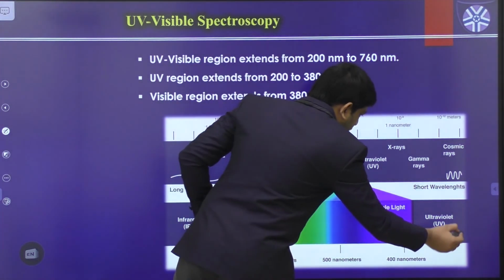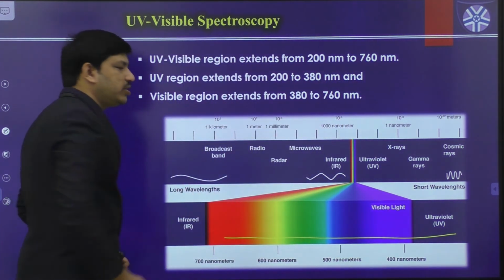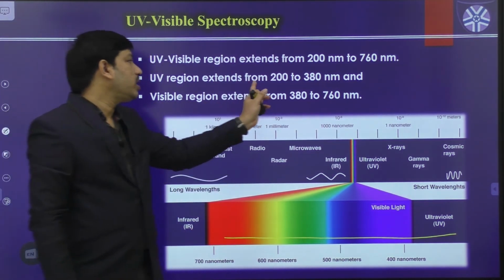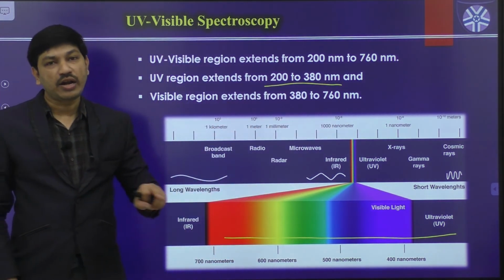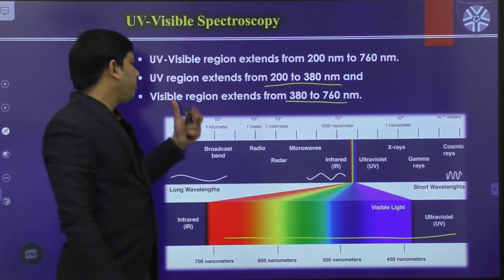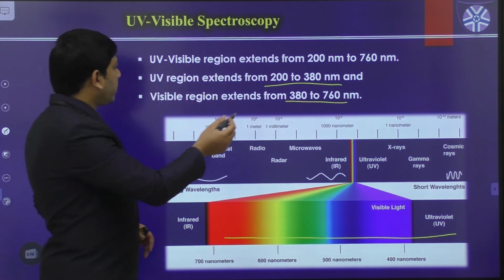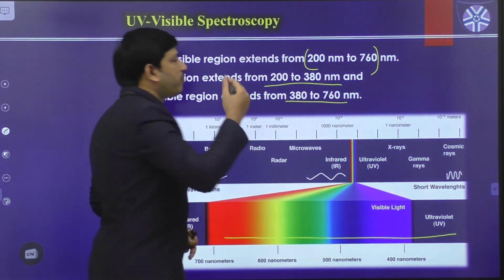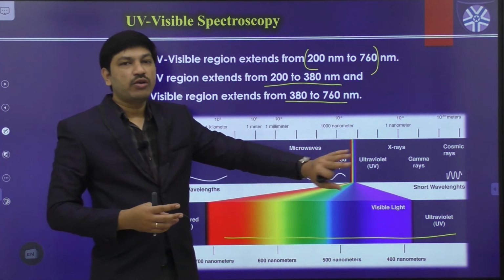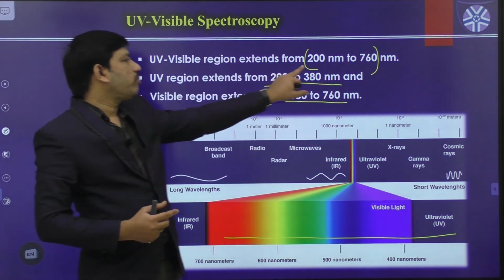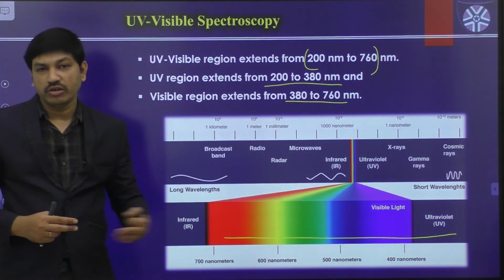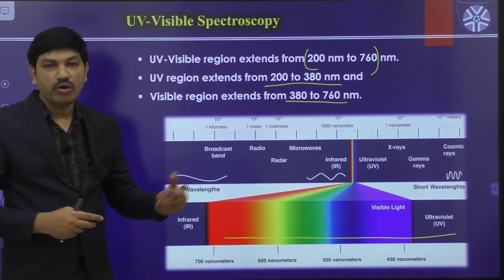So this is the region. Among this entire region, 200 up to 380 nanometers is defined as ultraviolet radiation, and 380 to 760 nanometers is defined as the visible region. In this spectroscopy, we are working on the entire region. We send radiation from 200 to 800 nanometers toward the unknown molecule. Depending on the nature of the molecule, some molecules absorb in the 200 to 380 range, and some other molecules absorb in the 380 to 760 range. That depends on the type of molecule we have.